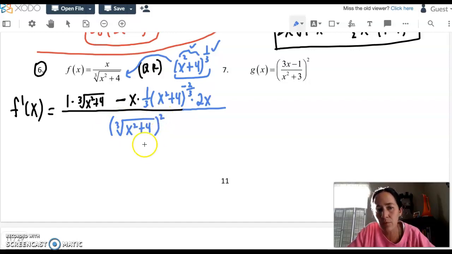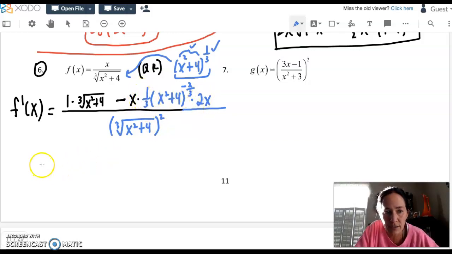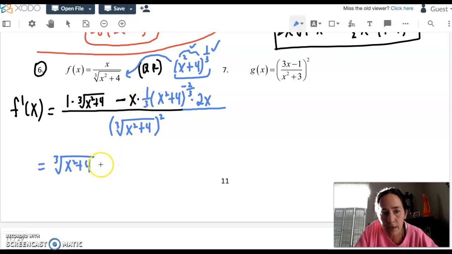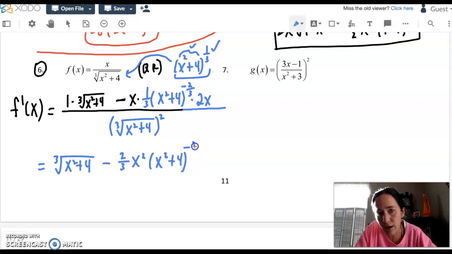We'll talk about whether or not we want to write this in a different way later, but for now, that's a good way to leave the bottom. In terms of simplifying, there's not much we're going to do. I think we're going to multiply the x times 1/3 by the 2x here. So you'll have just this as your first part, cube root of x squared plus 4. Then we'll say minus 2/3 of x times x, so 2/3 x squared. And I'm going to leave this as a power as well, x squared plus 4 to the negative 2/3.